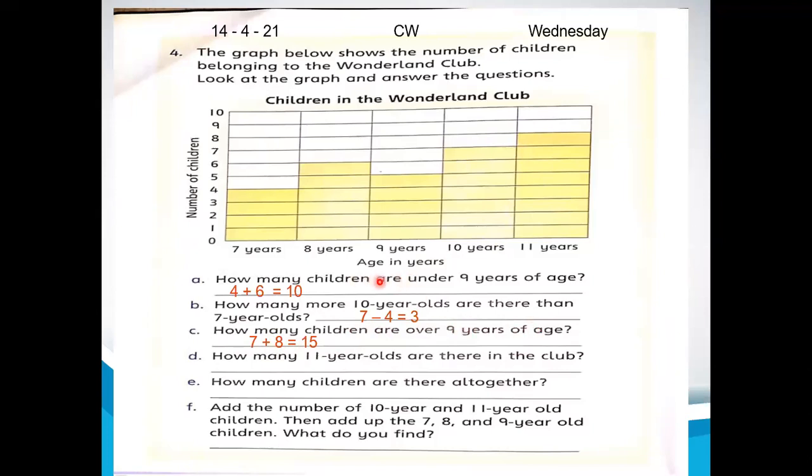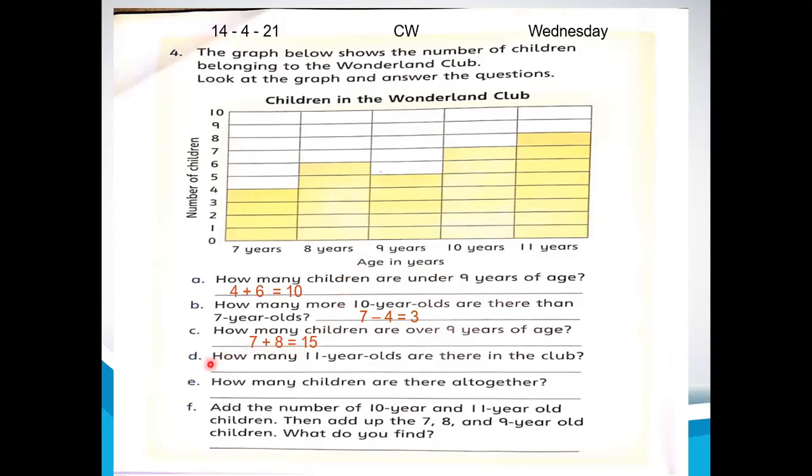Remember, in bit number A, they ask under. That's why we add 7 and 8 years old students. And here they ask over 9 years of age. So that's why we add here 10 years and 11 years old children. Okay.